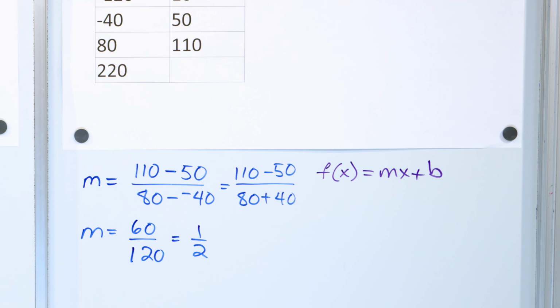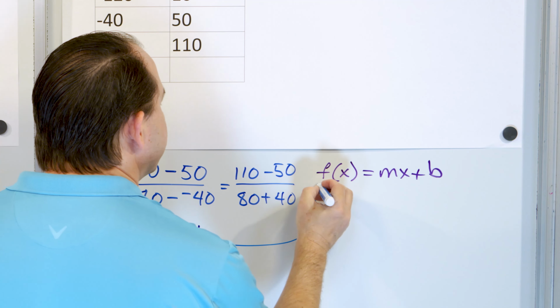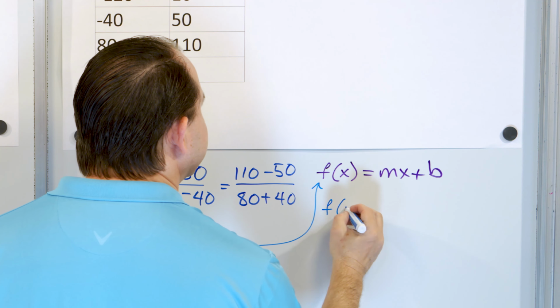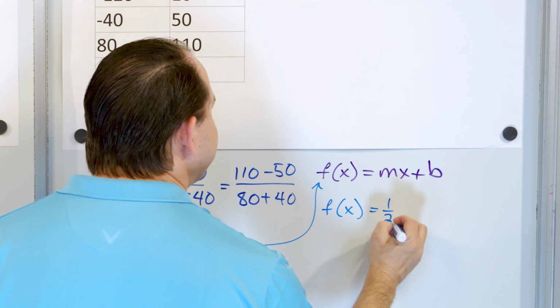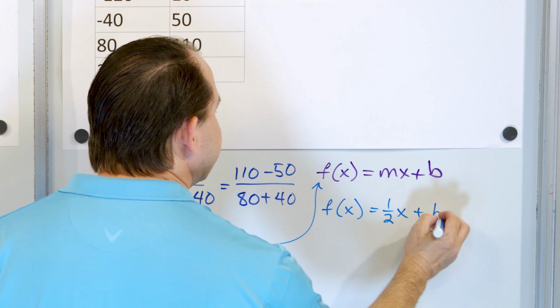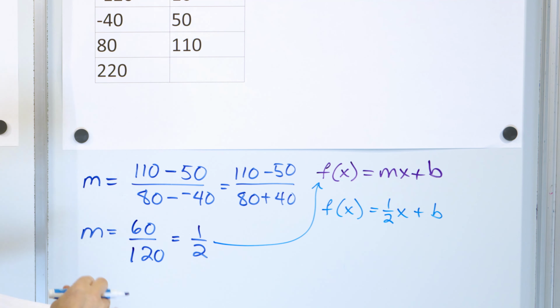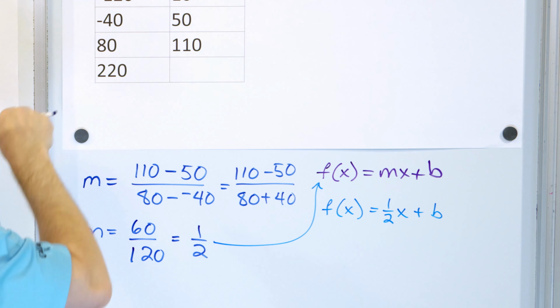So the slope of this thing is 1/2. Right, now that we know the slope is 1/2, then we continue on. M is 1/2, because the slope is 1/2, x plus b. Now to find the y-intercept, we can pick any point that we want to. I'm going to choose this one here. It doesn't matter. You can pick any of the other ones.